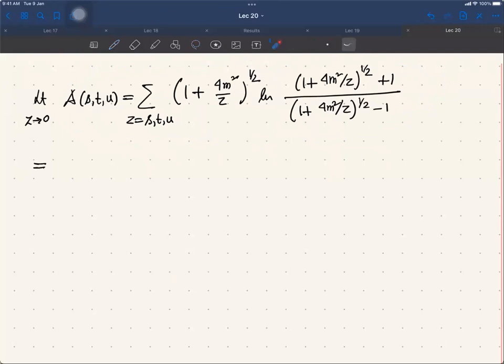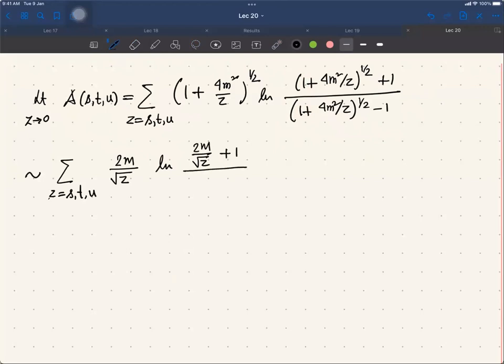So if z goes to 0, then this term is large, and you can neglect 1 with respect to that in the first factor. So this is z equals stu, then the square root of 4m squared over z, which means twice m over root z. Similarly, there also we can neglect this factor. So this is twice m over root z plus 1 divided by twice m over root z minus 1.